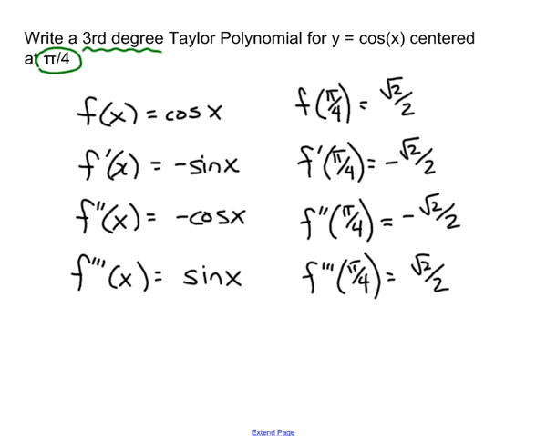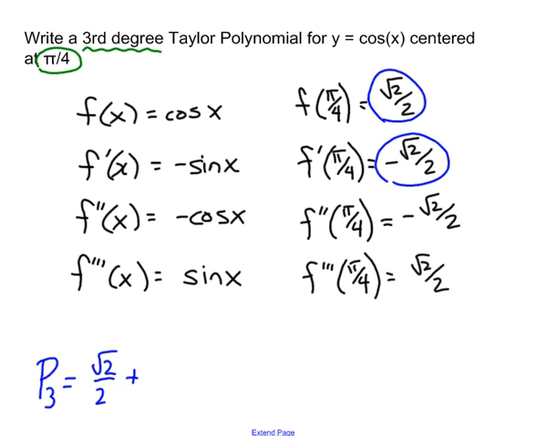Again, we have all the building blocks ready to write a Taylor polynomial of third degree, so we're going to do p sub 3. All right, so here we go. The first thing we need is our value at pi over 4. So we grab that very first root 2 over 2. And just so we're clear, this is the one I just used. Next, I'm going to take the first derivative here. There's the first derivative, negative root 2 over 2. And I take that times x minus pi over 4.